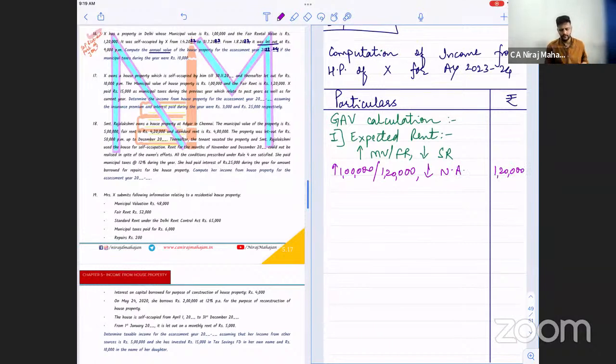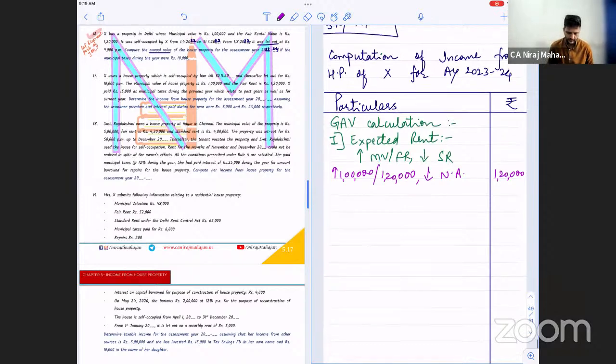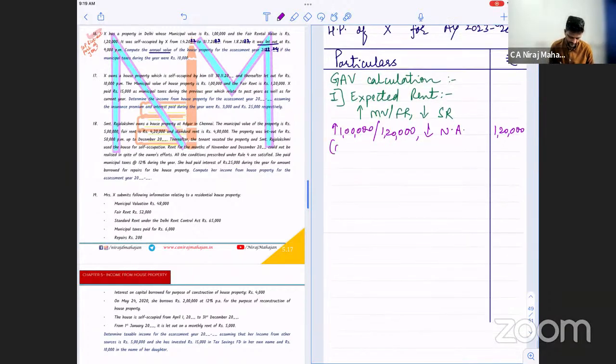Yes, everybody. So even if it was let out for only some part of the year or from August onwards, correct? But we're taking expected rent for the entire year. Okay. Understood here? I'm writing here in bracket, considered for entire year. Yes, everybody. We'll go ahead, all of you.